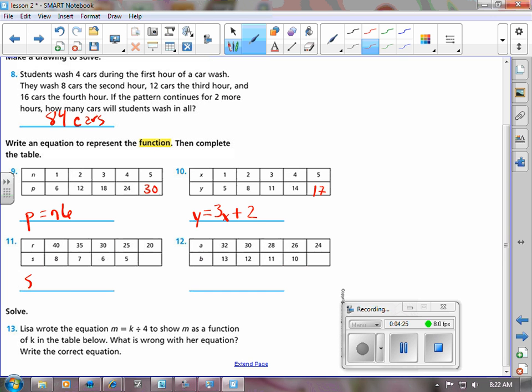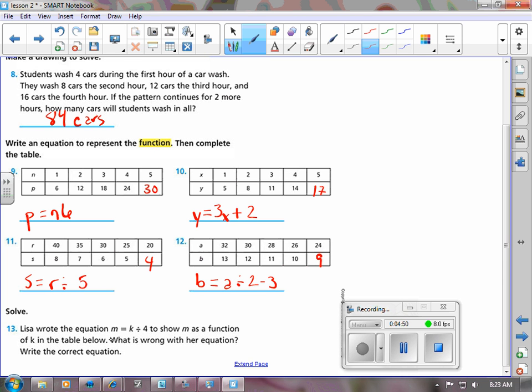Okay, welcome back. You should have found that S equals R divided by 5. If I take 40 divided by 5, I get 8. 35 divided by 5, I get 7. So 20 divided by 5, I get 4. Down here, B equals A divided by 2 and subtract 3. Okay, which leaves me with 9 down here.